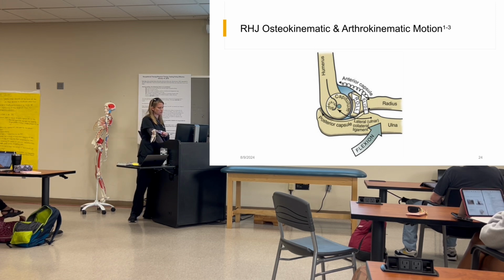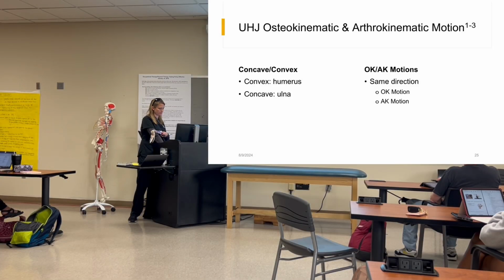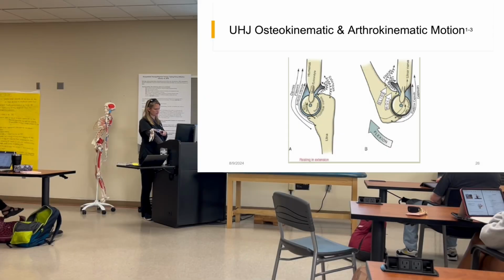All right, UHJ, what's that stand for? Ulnohumeral, okay? So again, convex humerus, convex ulna, also happen in the same direction. So flexion, anterior roll, anterior slide, extension, posterior roll, posterior slide.